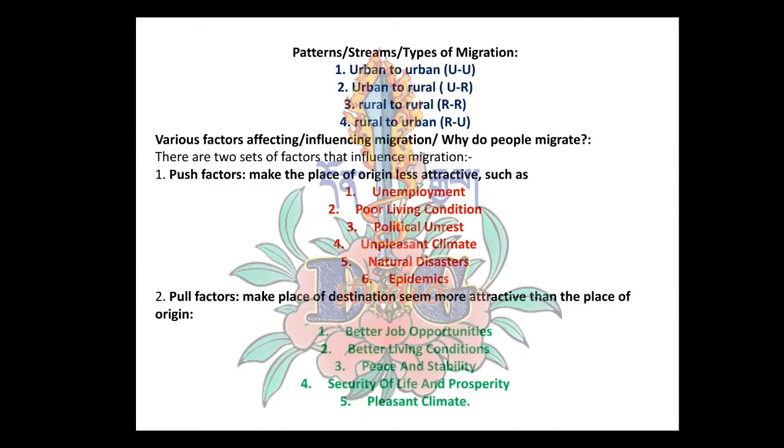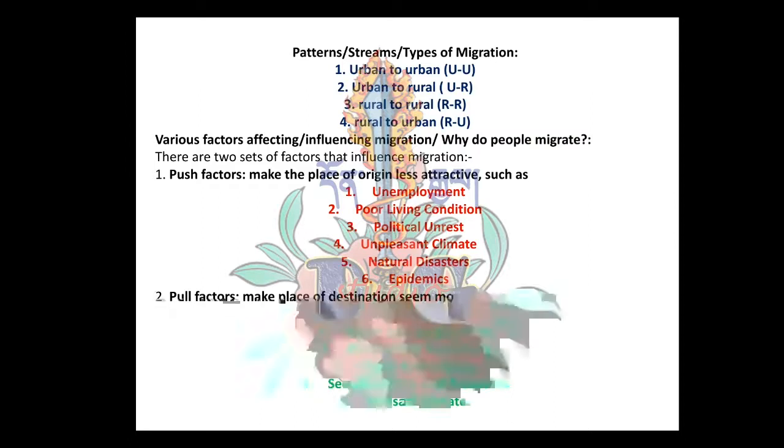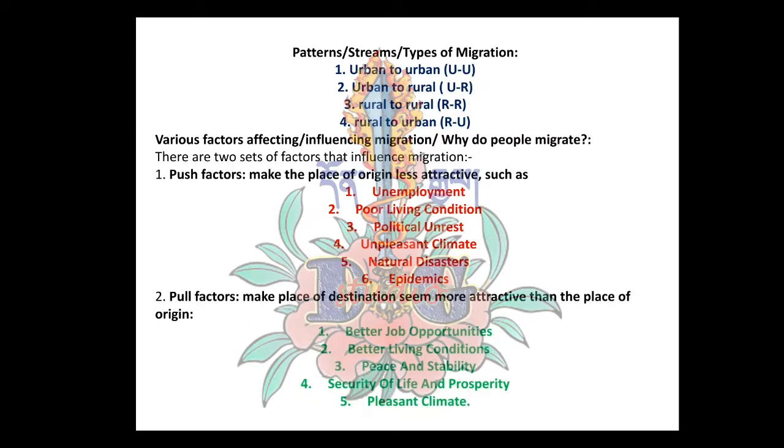Pull factor means the place of destination seems to be more attractive than the place of origin. Why are people pulled to that particular place? What are the main reasons for pull factors? Better job opportunities, better living conditions, peace and stability, security of life and prosperity, and pleasant climate. Because of that, people are moving to that particular region. So these are the two main factors that lead to migration.